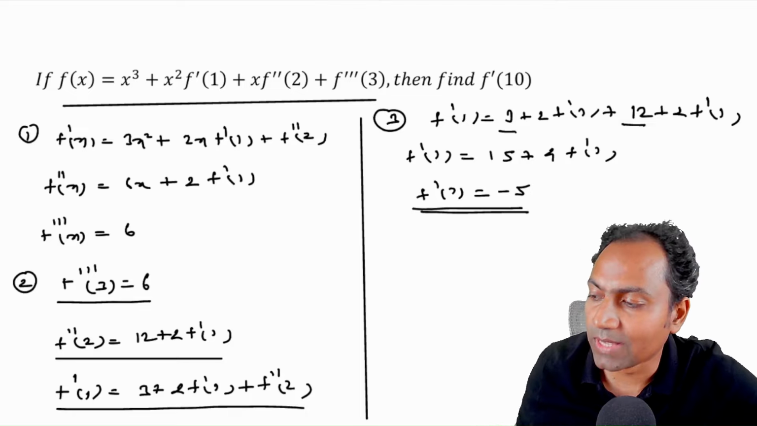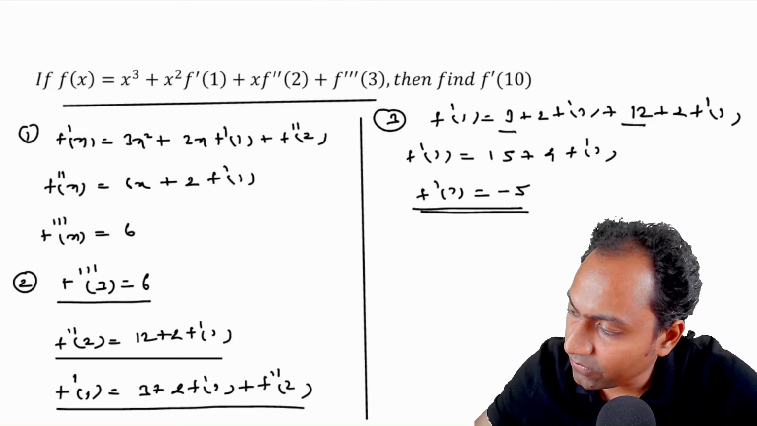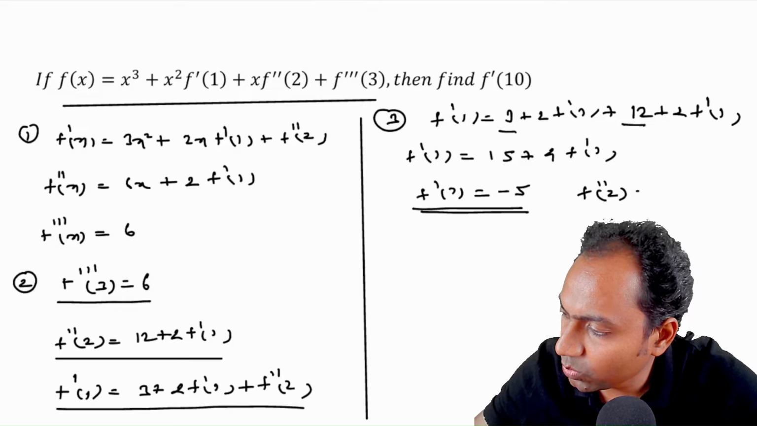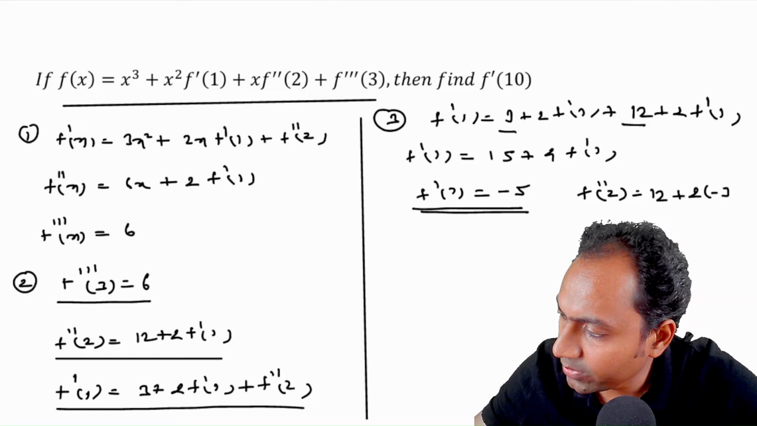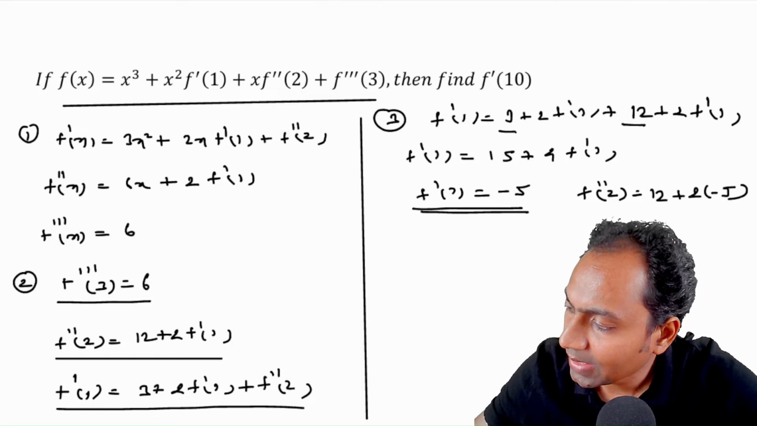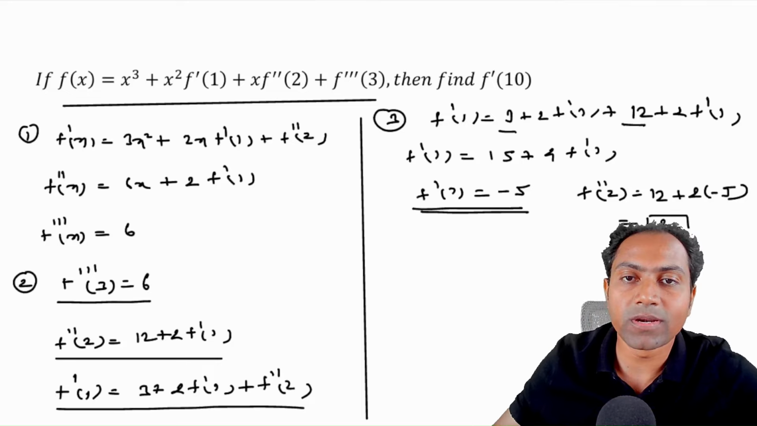Now once we have done that, what we can observe from here is nothing but we have got the value of f dash 1. If I want to find the value of f double dash of 2 from here, we can get that value is nothing but 12 plus 2 into minus 5. And that comes out to be nothing but again 2. Now we have got all the values.